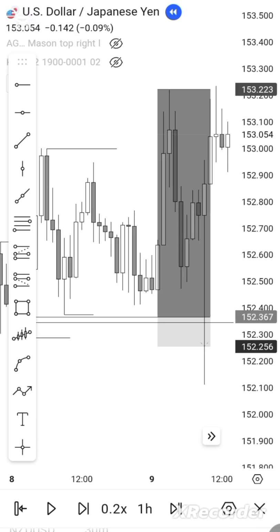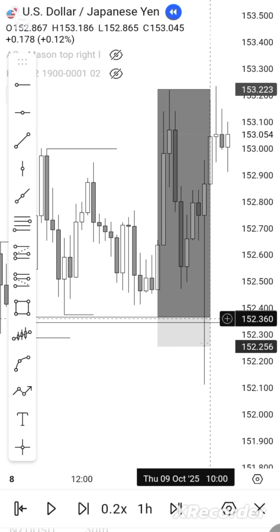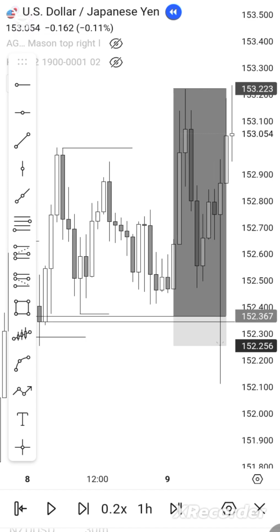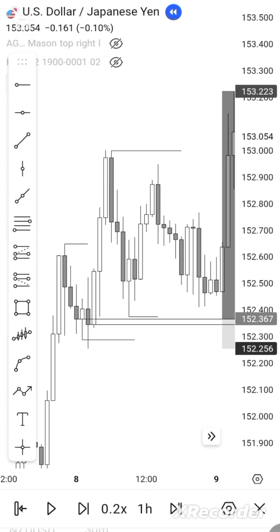I think there was news at 3 yesterday. Yeah, I'm pretty sure there was news at 3 or 3:30. So it was around that time that we have this spike on this particular trade yesterday, and then it was a loss.